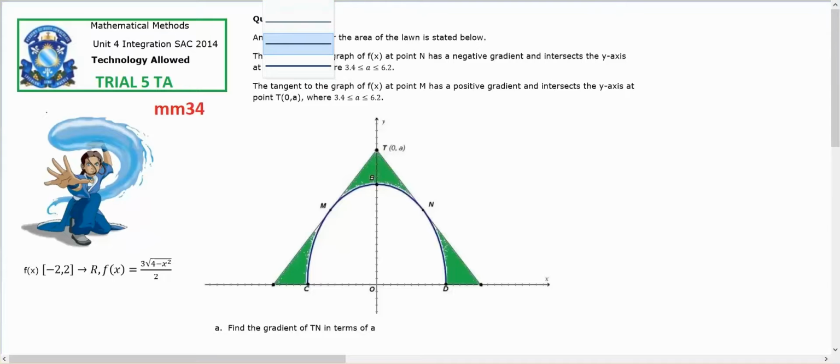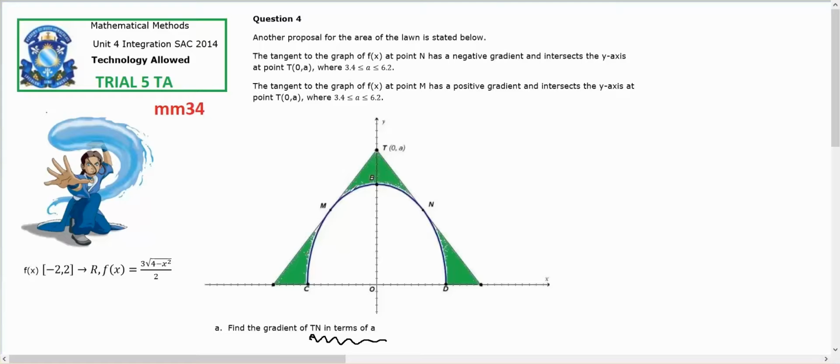This is for Year 12 Methods that comes out of the Calculus SAC Trial, trial number 5, Tech Allowed 4A. Find the gradient of Tn in terms of a. So what have we got?